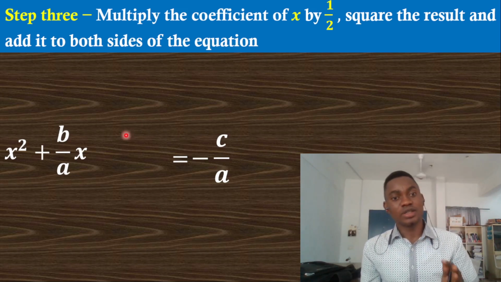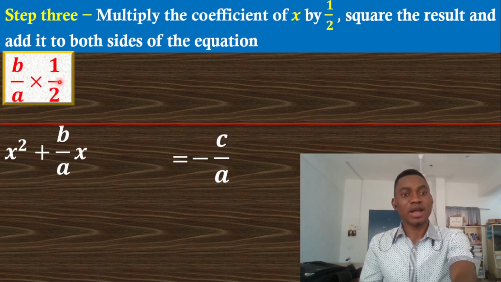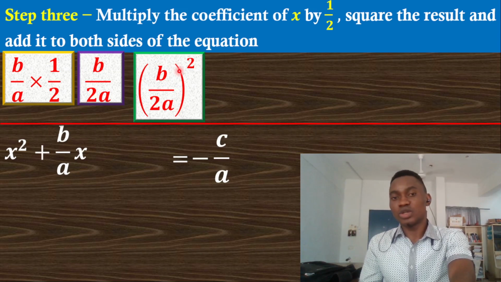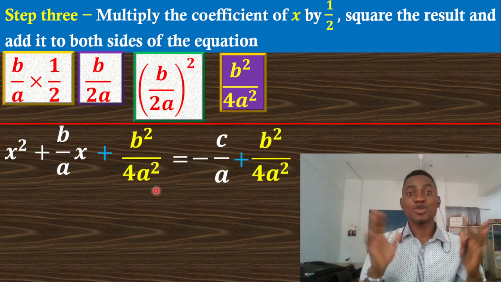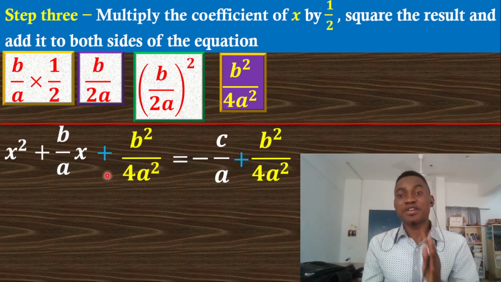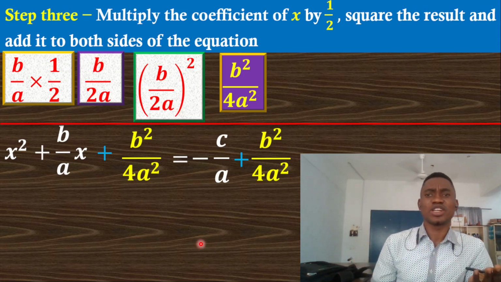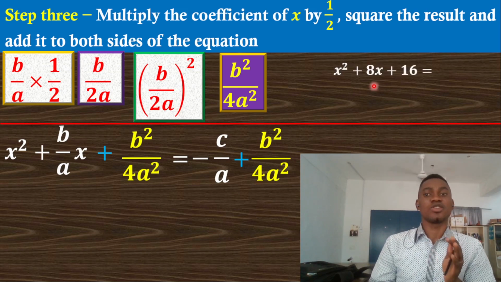As you can see, the coefficient of x is what? B over a. So we're going to multiply it by half, and we do what? We square the result. What do we do next? We add the result to what? Both sides. So having done this, the left hand side is already a perfect square trinomial. You might be wondering, what is a perfect square trinomial? Okay, let me give you some examples of perfect square trinomials.